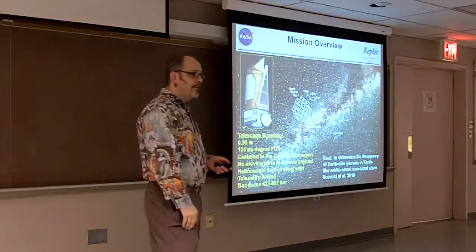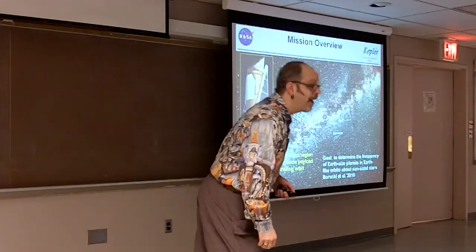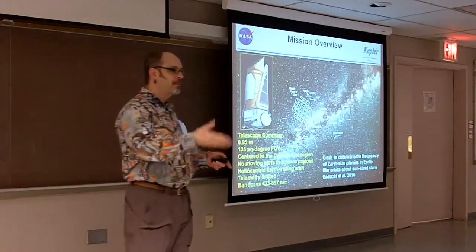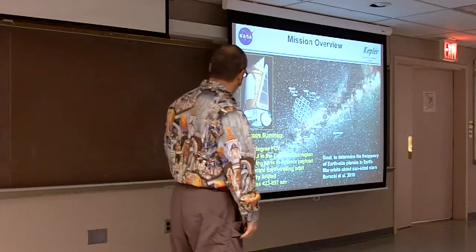What's an AU, John? I'm sorry? Tell them what an AU is. Oh, okay. So an astronomical unit, an AU, is the distance between the Earth and the Sun, right? So we're in a 1 AU orbit about the Sun.